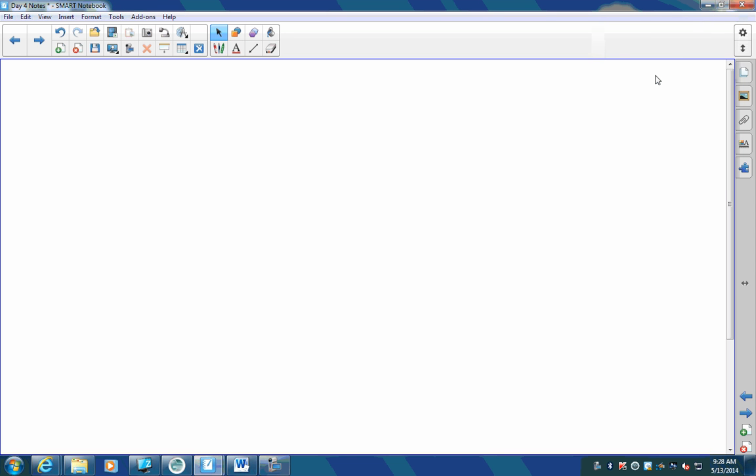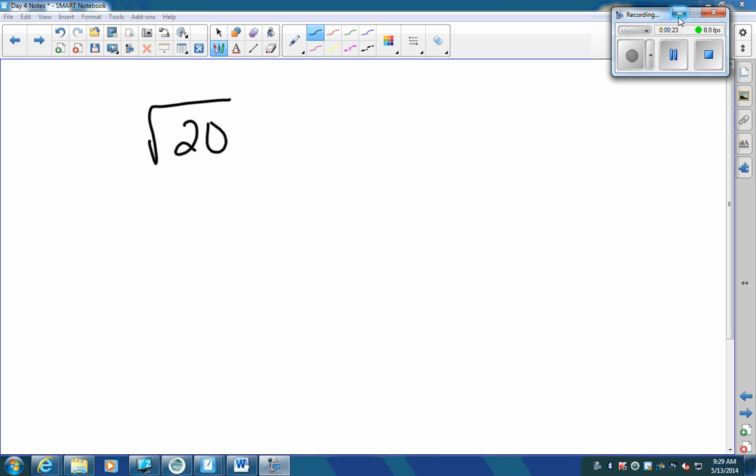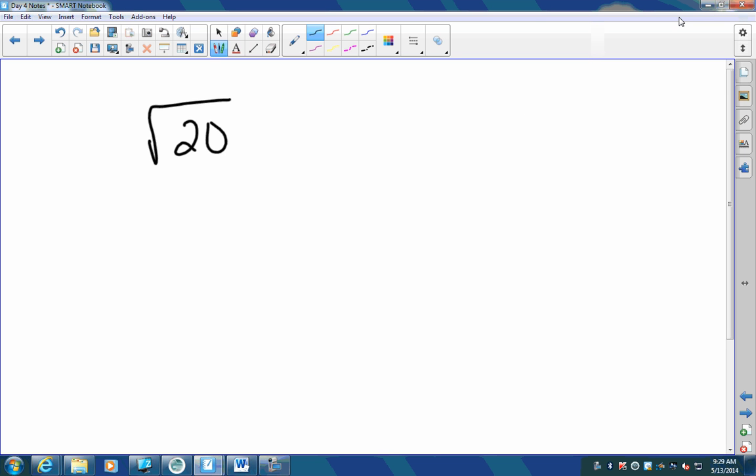Okay, so we're working on rationalizing, and let's start off with just talking about when we have things like the square root of 20. When we have the square root of 20, what do we need to do? When you are trying to rationalize, you're trying to simplify this down to where you do not have any perfect squares left underneath the radical sign.